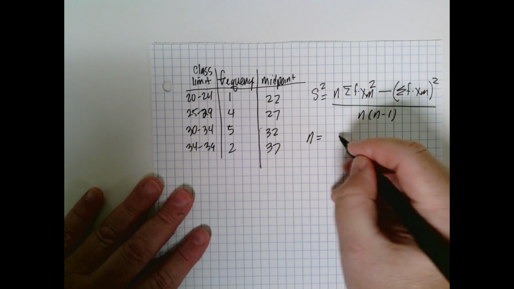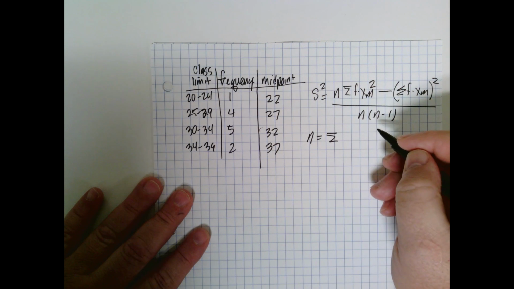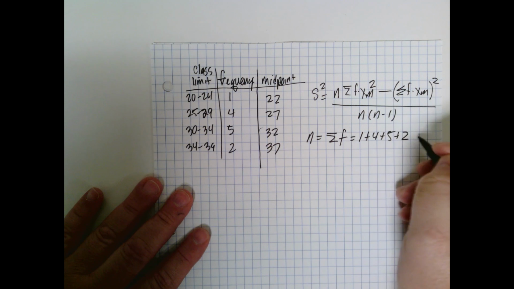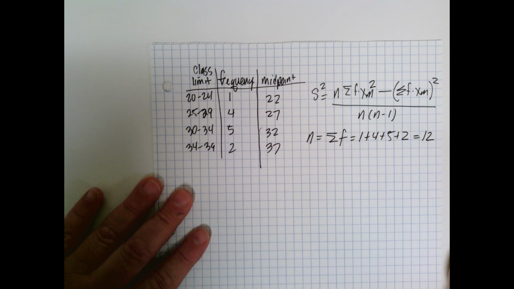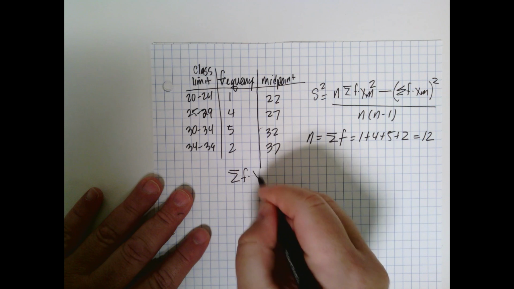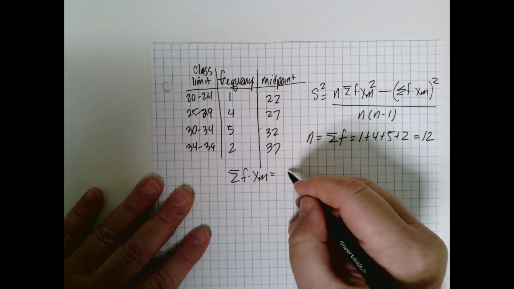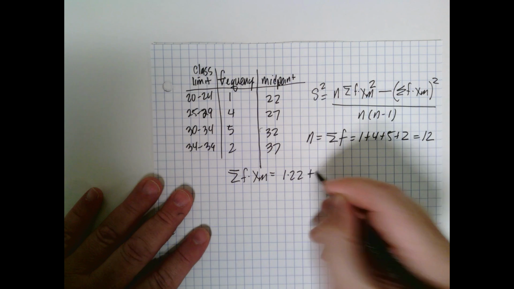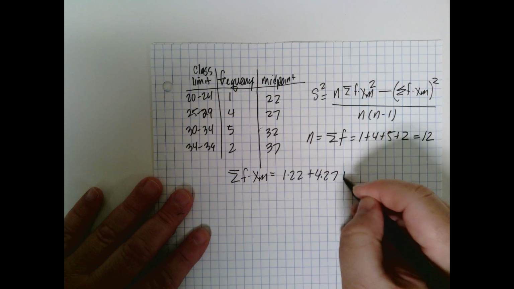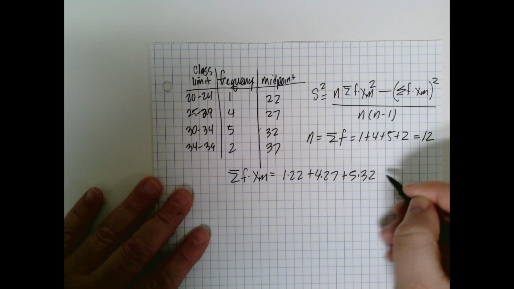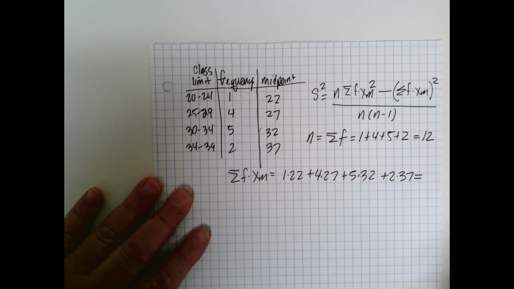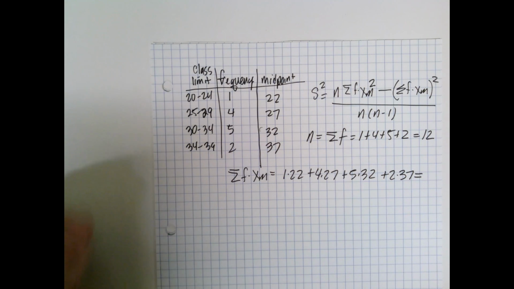Alright, so n, that's the sum of the frequencies: 1 plus 4 plus 5 plus 2, which is 12. And now let's do this one first, because we did something like this when we did the mean. This is the frequency 1 times 22, which I really didn't need the 1, 4 times 27 plus 5 times 32 plus 2 times 37. All right, and now let's put this in our calculator.